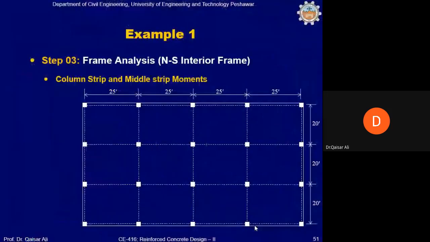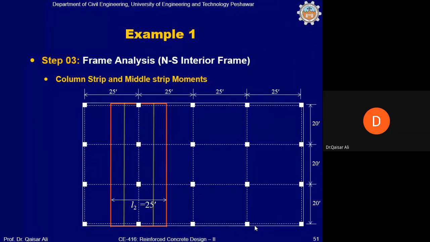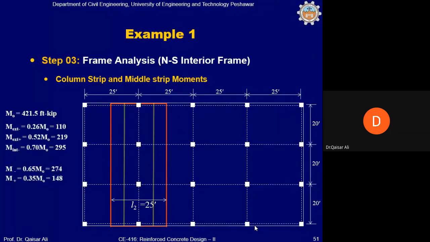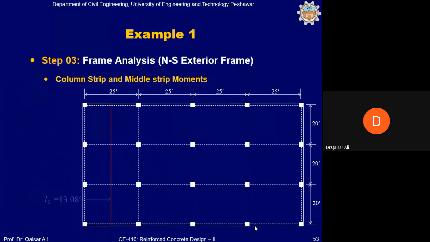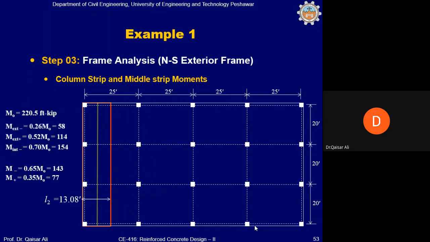Okay, so let's move ahead with the remaining part of this analysis. M naught is 421.5 foot kip for the interior frame. These are the values. Now you can compare your calculated values with these values. These are per strip width values. Now for the exterior frame, these are the values.